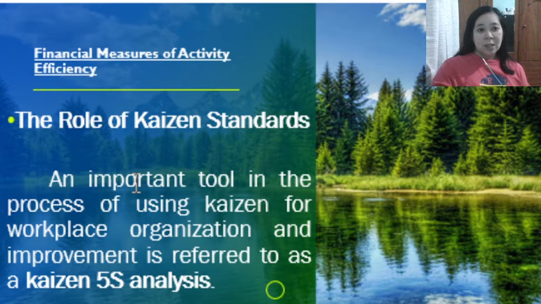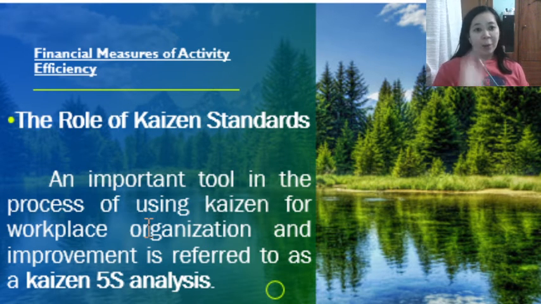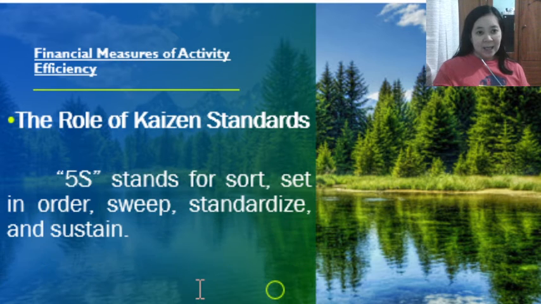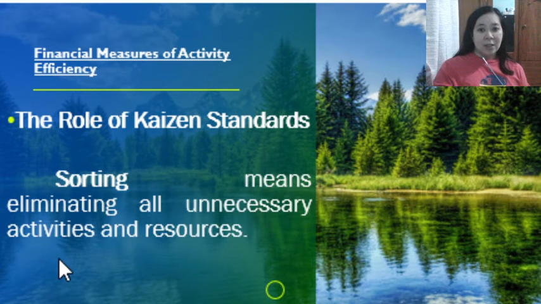Of course, an important tool in the process of using Kaizen for workplace organization and improvement, to improve the workplace, is what we refer to as the Kaizen 5S analysis. 5S stands for sort, set in order, sweep, standardize, and sustain.